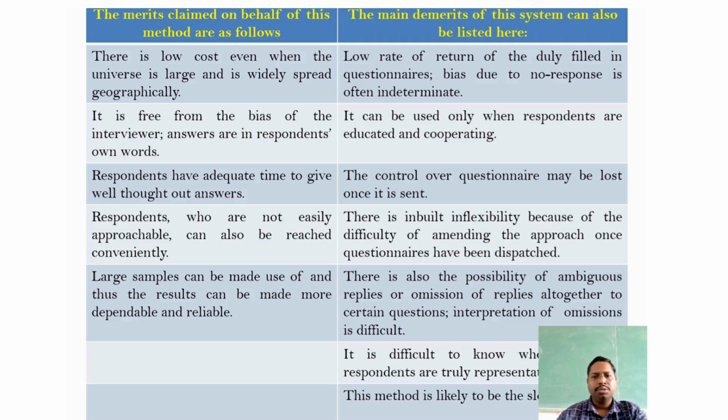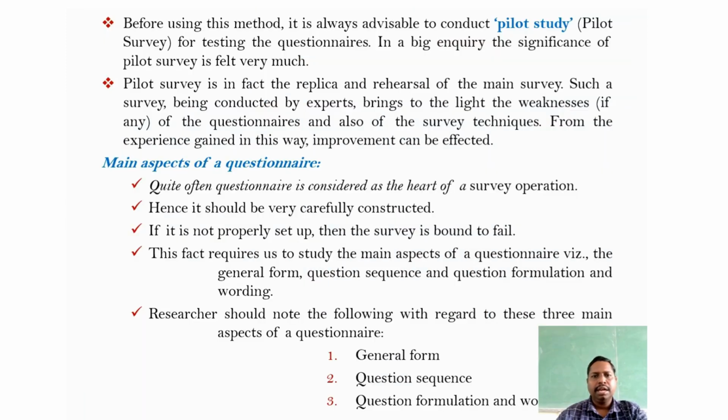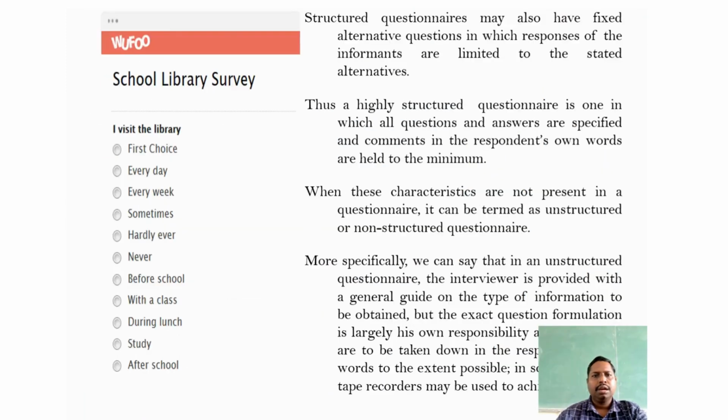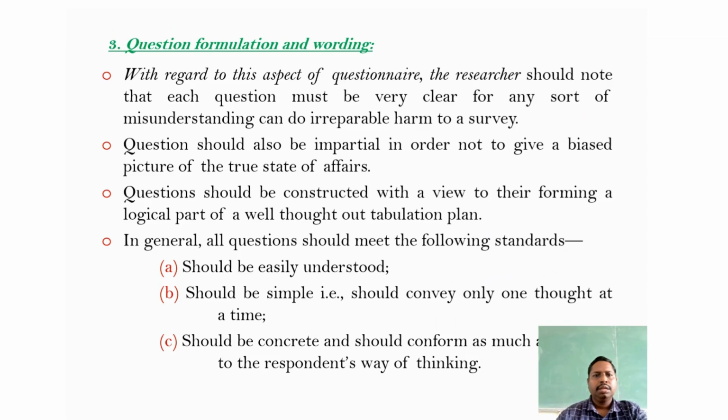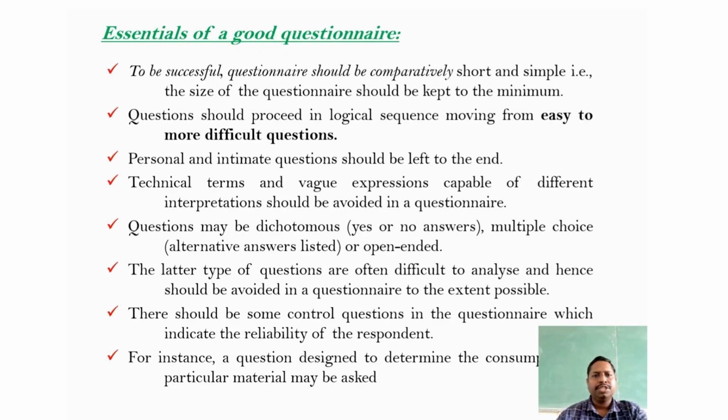There are some merits and demerits of the questionnaire. Before moving into the merits and demerits, let us see some of the essentials of a good questionnaire. To be successful, a questionnaire should be comparatively short and simple. It should not be very lengthy. More than 70, 80 or 100 questions is too many; it should be comparatively short. The questions we frame should be very simple. That is, the size of a questionnaire should be kept to a minimum.